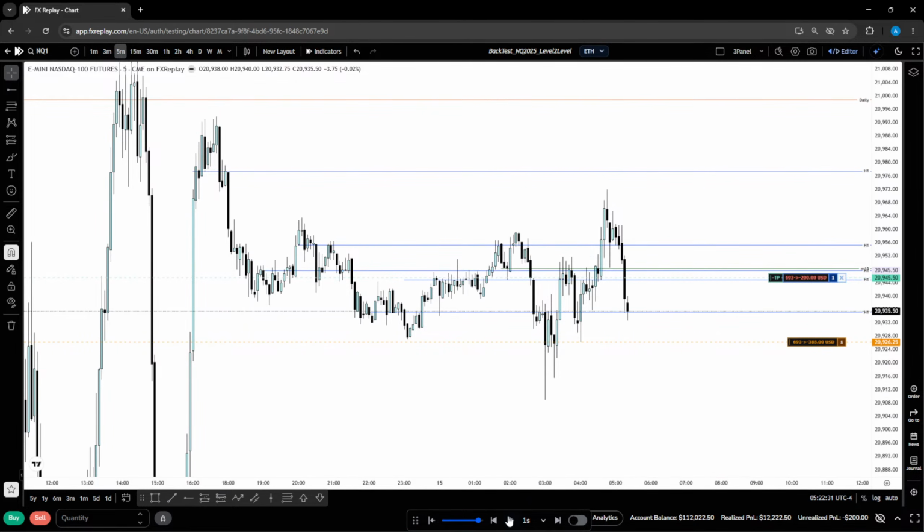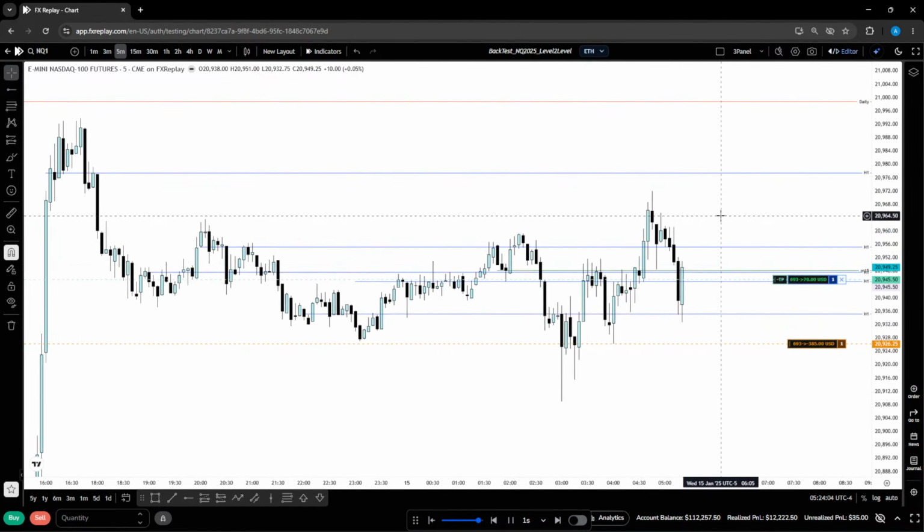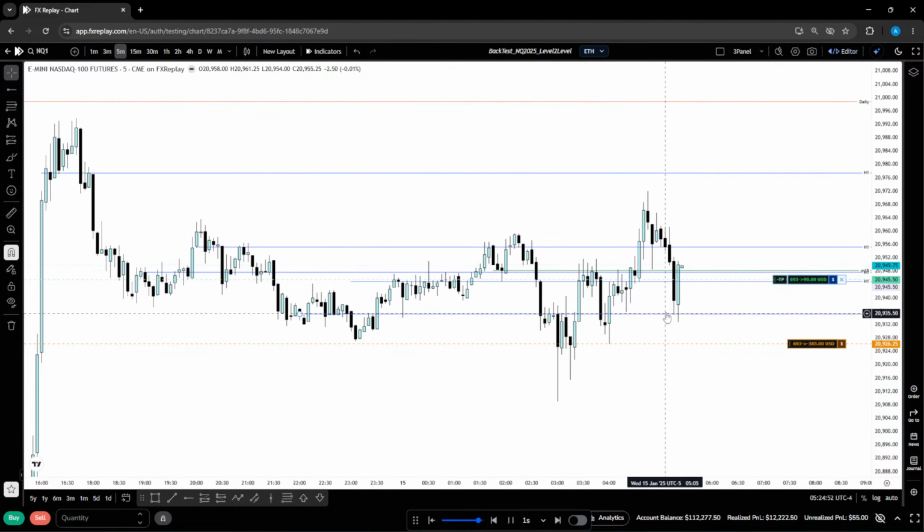We'll let this stop us out and then we'll take a trade. Because I don't know, maybe we just come back up. You could have easily tested these levels now.